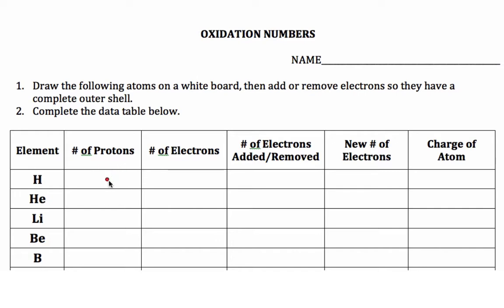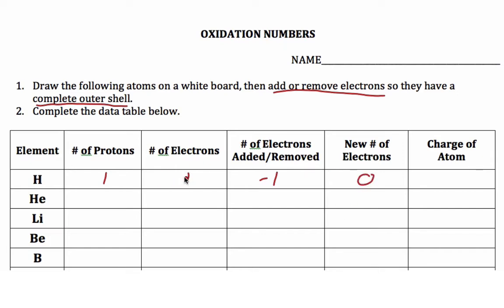If you look on the periodic table, hydrogen has an atomic number of 1, which means that it has 1 proton and 1 electron. Now what we're trying to do is figure out how many electrons we need to add or remove in order to have a complete outer shell. Hydrogen is going to end up removing one of those electrons, which is the only electron that it has, which means that it now has 0 electrons.